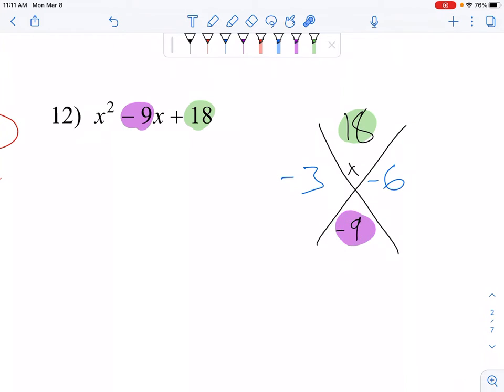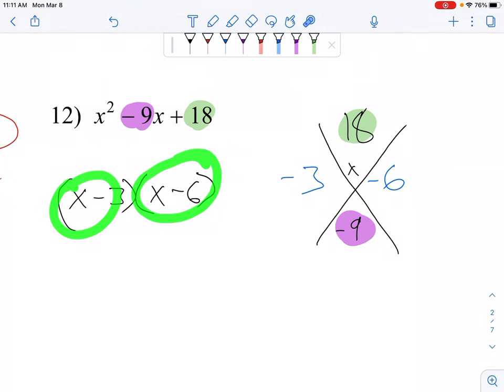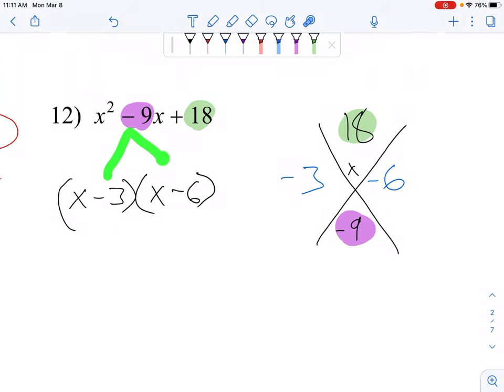So now that I have my side numbers, I'm just going to take my variable and my first side number, it doesn't matter what order, and my variable and my second side number. So if I did x minus 3 times x minus 6, if I work that out, I would get x squared minus 9x plus 18. Think about it like this.